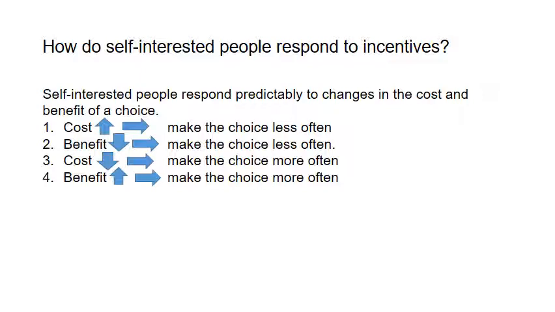When the cost rises, they'll make the choice less often. When the benefit falls, they'll make the choice less often. On the other hand, when the cost decreases or the benefit increases, they'll make the choice more often.